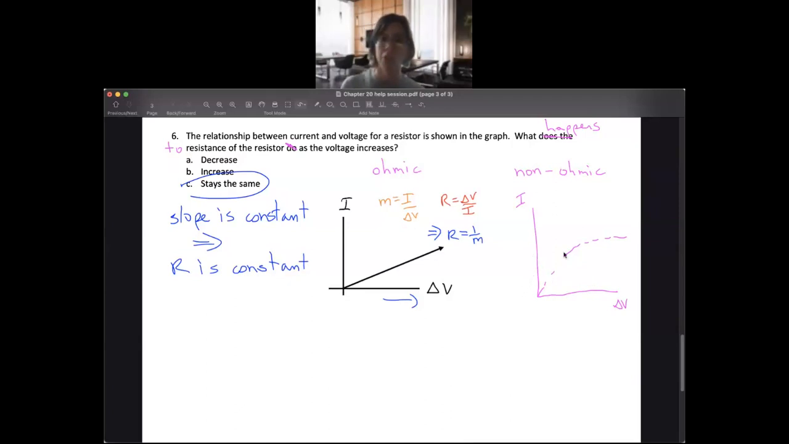Think about what is happening to the slope. And then remember that resistance and the slope are inverses of each other. So what's happening to the slope? And that's going to mean that R is doing what? R is an inverse of the slope. So what's happening to the slope in this graph right here?